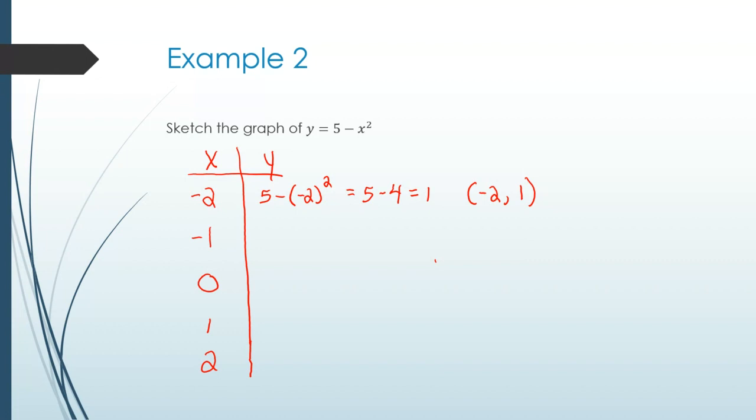Then you just do the same thing next row. So now my x is going to be -1. So I'm going to have 5 minus and then x squared. So x is -1, so that's -1 squared. When you square -1, you get a +1. So that's 5 minus 1, and that gives you 4. So we have -1, 4.